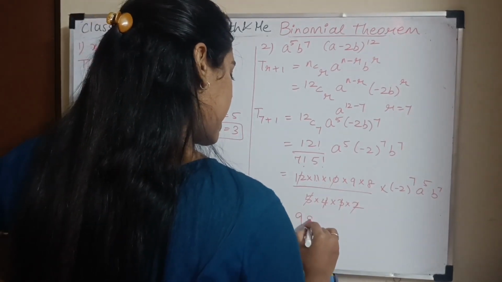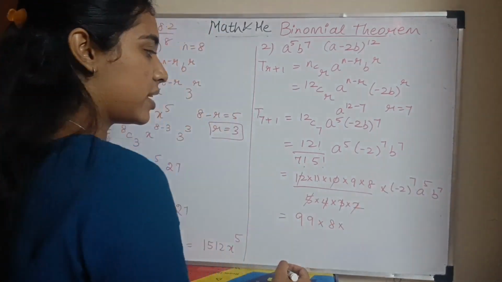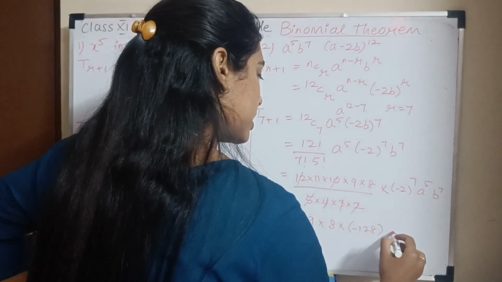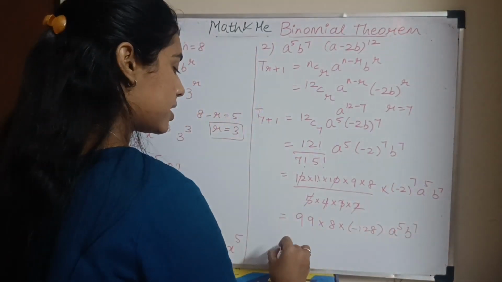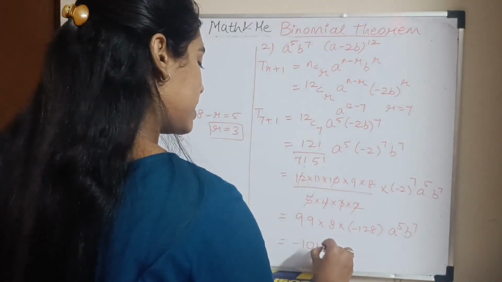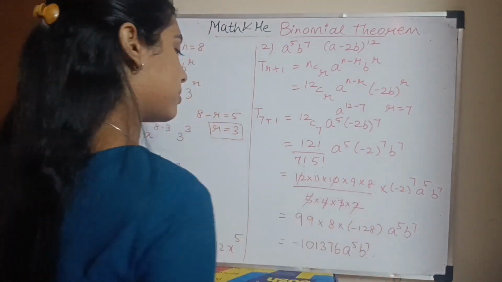So I have 99 times 8 times (minus 2) power 7, and that is 128. So it is minus 128 times a to the 5 b to the 7. So you can just calculate this and write the final answer. So it's minus 101376 a to the 5 b to the 7.